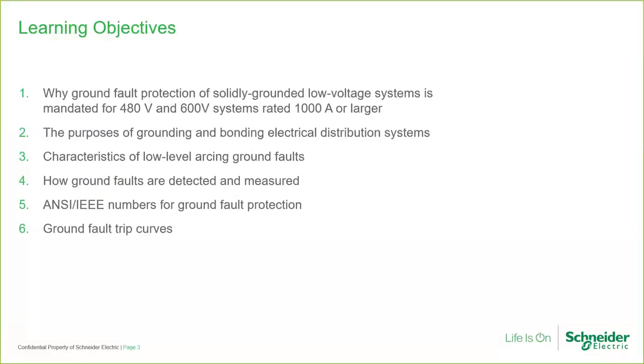By the end of this webinar today, you will learn why ground fault protection is required on solidly grounded 480 volt and 600 volt systems rated 1000 amps or higher. You'll learn about the purposes of grounding and bonding electrical distribution systems, the characteristics of low level arcing ground faults, how ground faults are detected and measured, the ANSI/IEEE numbers for ground fault protection, and we'll have a brief look at ground fault trip curves.